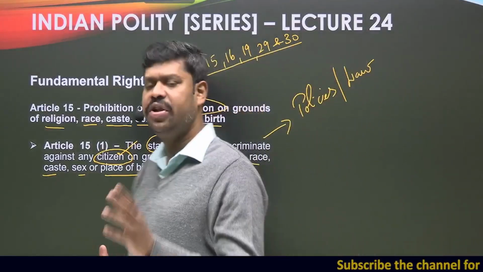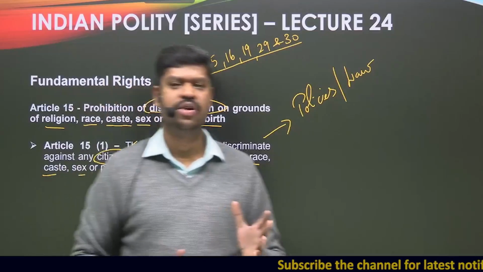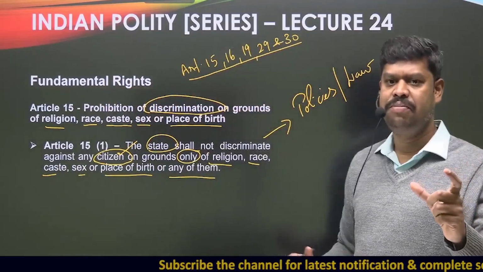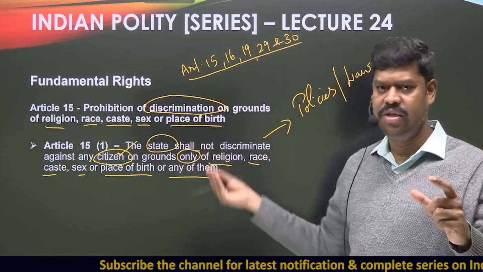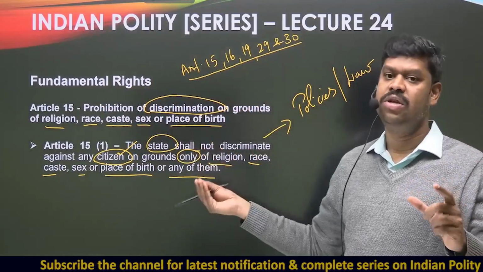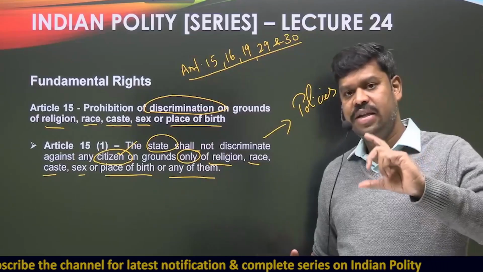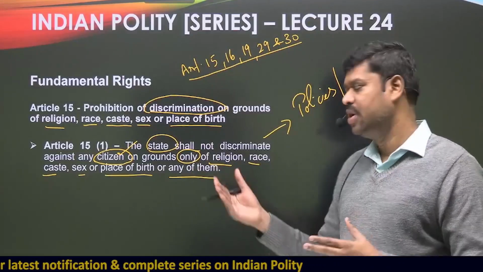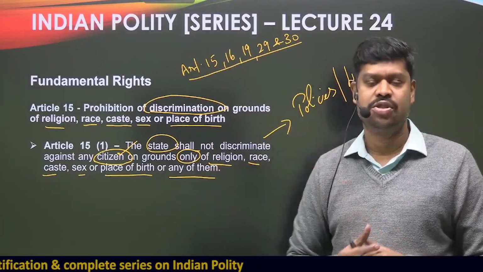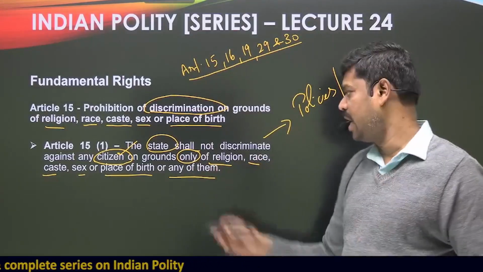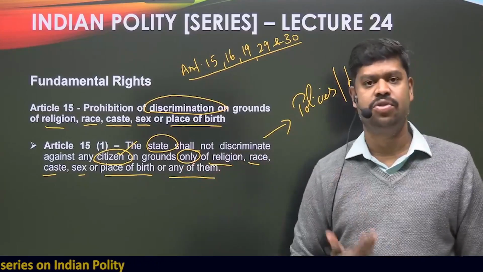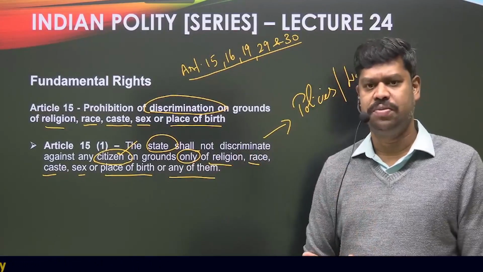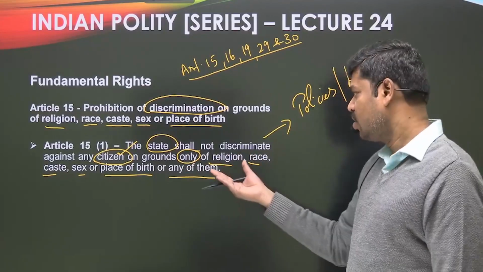So under Article 15 Clause 1, what is the basic understanding you should have? The state in its policies shall not discriminate people, that is its citizens, on these grounds. Only on these grounds. That is what is very important. Can the state discriminate on any of the other grounds which is not mentioned there? Suppose, can the state discriminate, say let us assume on the grounds of language, because language is not explicitly mentioned here. Is it possible for the state to discriminate on the grounds of language? That is very much possible, because it is not mentioned here.